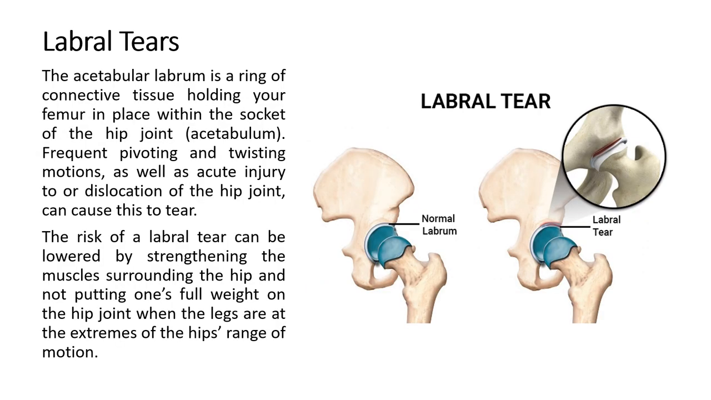Labral tears. The acetabular labrum is a ring of connective tissue holding the femur in place within the socket of the hip joint, the acetabulum. Frequent pivoting and twisting motions, as well as acute injury to or dislocation of the hip joint, can cause this to tear. The risk of a labral tear can be lowered by strengthening the muscles surrounding the hip and not putting one's full weight on the hip joint when the legs are at the extremes of the hip's range of motion.